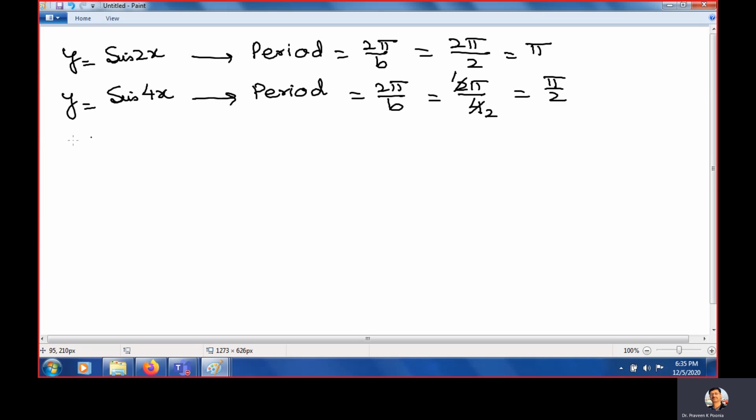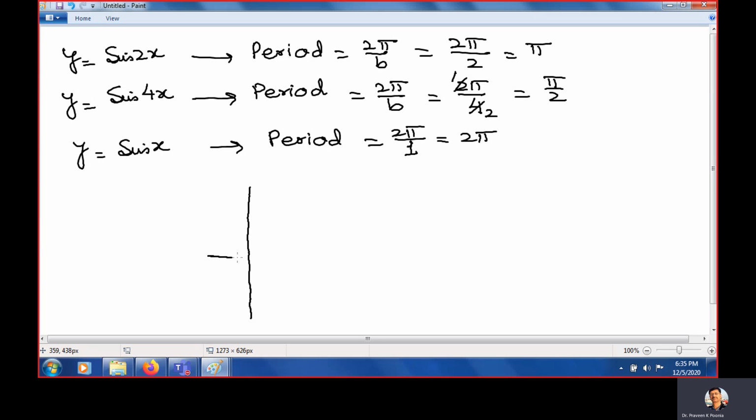Clear? One more question. Let us take sine x. The period of sine x is 2 pi, 2 pi upon the value of b, which is 1 here because there is no value. So it is 2 pi. Please see the difference: if b is there, what will be the difference in the output? This is the x-axis, this is the y-axis. Here is pi upon 2, this is pi, this is 3 pi upon 2 and this is 2 pi.